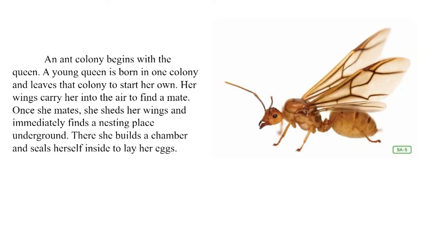An ant colony begins with the queen. The young queen is born in one colony and leaves that colony to start her own. Her wings carry her into the air to find a mate. Once she mates, she sheds her wings and immediately finds a nesting place underground. There she builds a chamber and seals herself inside to lay her eggs.